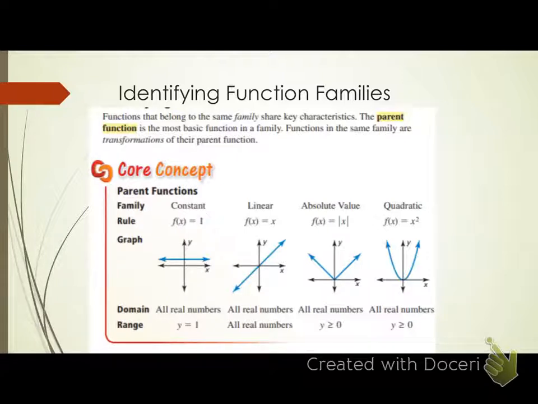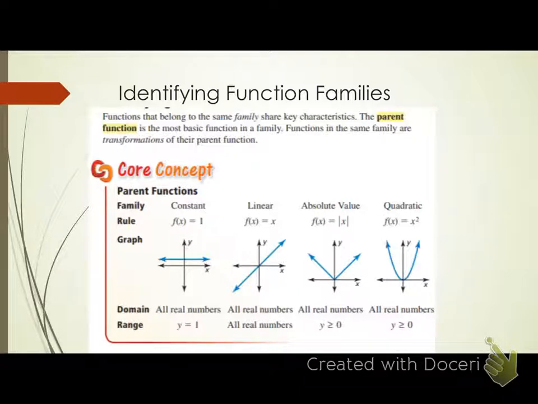The next family I'm going to look at is our linear family. The parent function for the linear function family is y equals x, or f of x equals x. That's the most basic function within that family. All other graphs that are linear are transformations of this graph. Does that make sense to everybody? So this is the most basic form of the linear functions.